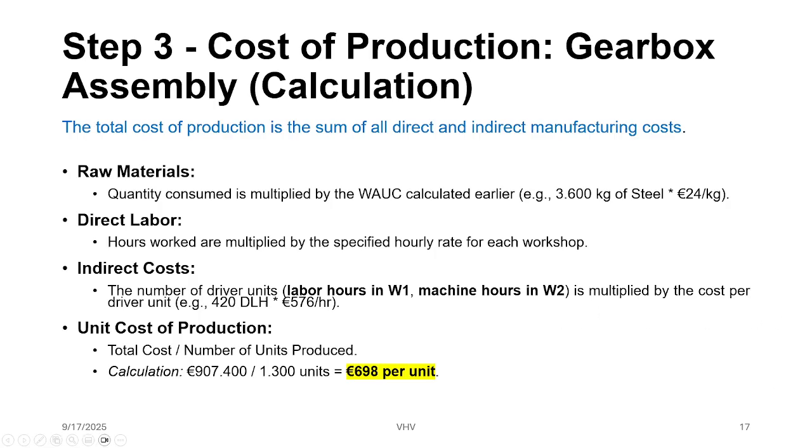We then add the direct labor from both workshops, right? Next, we add the calculations of the indirect cost using the rate we calculated in step 1. For workshop 1, the indirect cost is 422 direct labor hours, and for workshop 2 it is the number of machine hours multiplied by the rate per unit of cost driver.